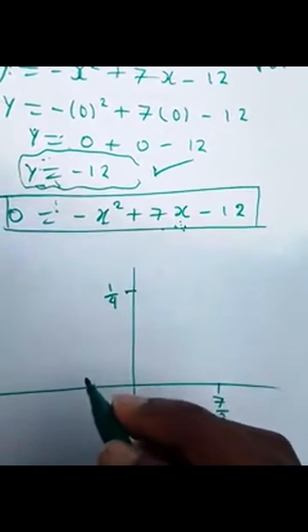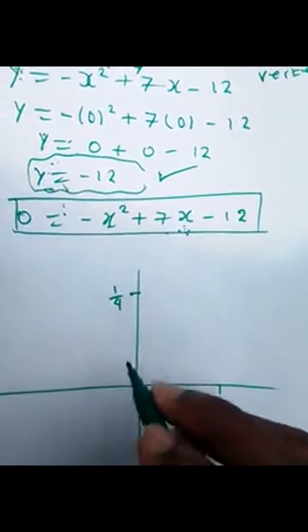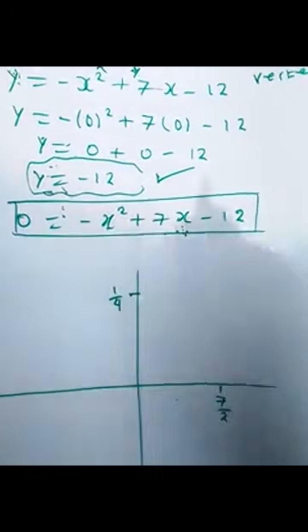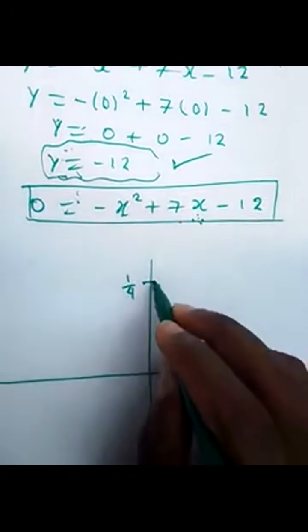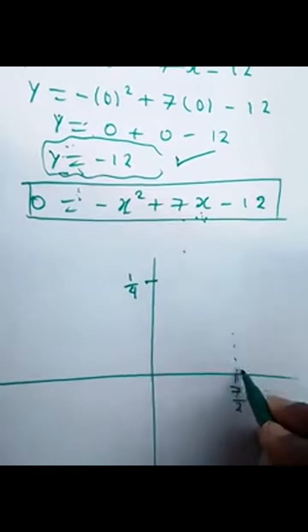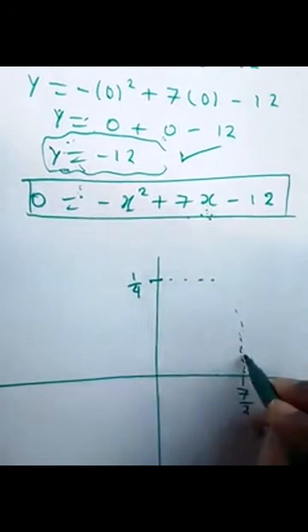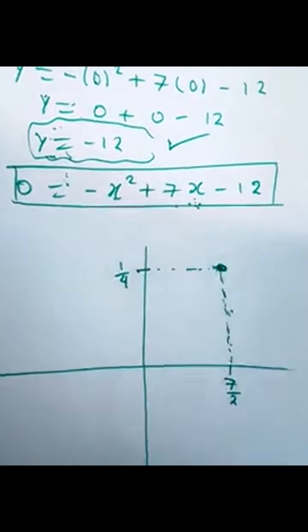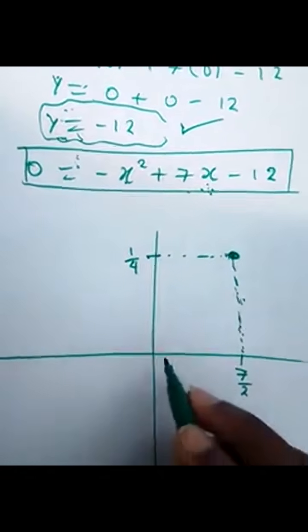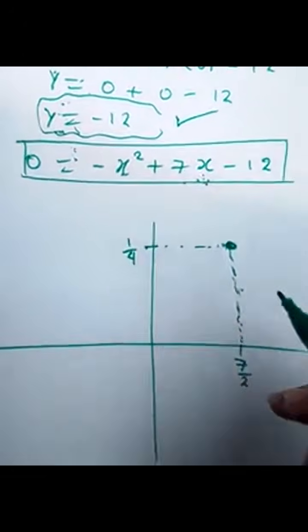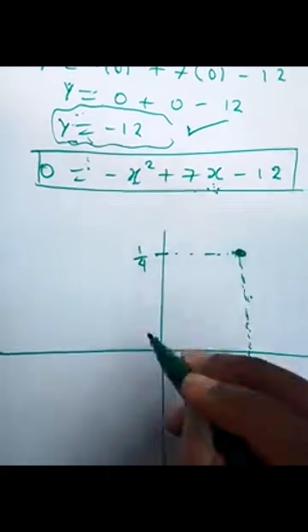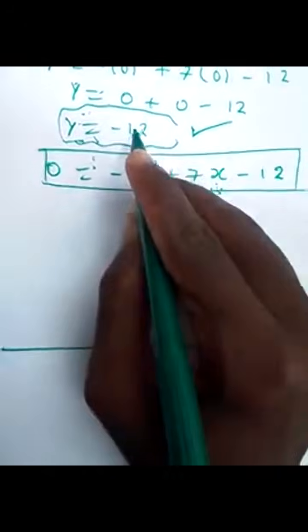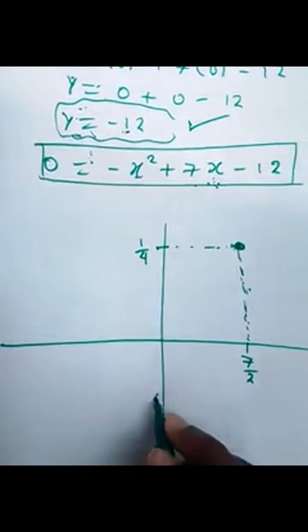Find the vertex, that point where it turns from. So we are just going to find that point, which is this point right here. I'm using my free hand, guys, so forgive me if I draw some bent lines. And now show the y-intercept. Negative 12 is going to be here.